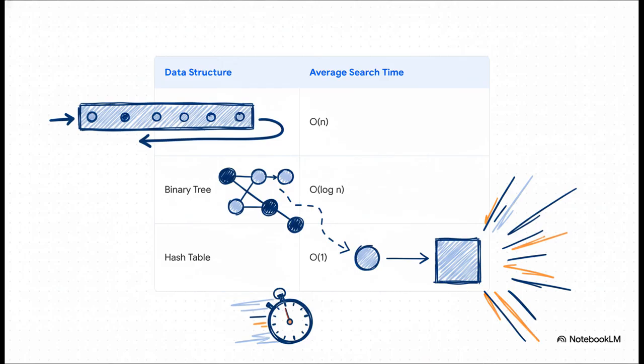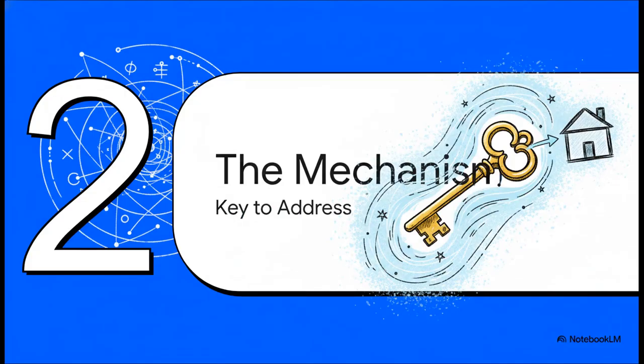I mean, look at this. If you're searching a simple list, you might have to look at every single item. We call that O of n time. A more organized structure, like a binary tree, is way faster. That's O of log n. But a hash table, its average search time is O of 1, or constant time. What does that mean? It means it takes pretty much the exact same amount of time to find one item out of a billion as it does to find one out of 10. It's practically instant. So how is that insane O of 1 speed even possible?